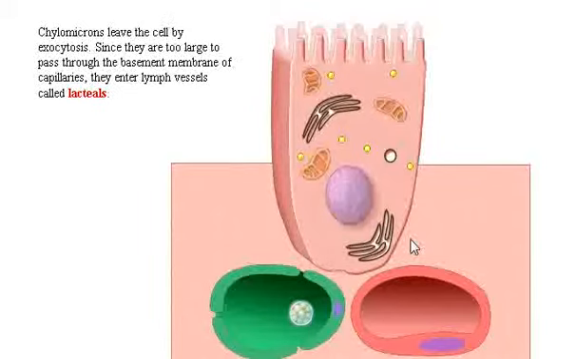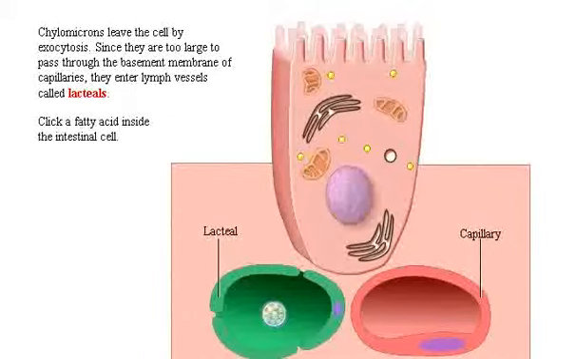Chylomicrons leave the cell by exocytosis. Since they are too large to pass through the basement membrane of capillaries, they enter lymph vessels called lacteals. And that is how lacteals play an important role in digestion.